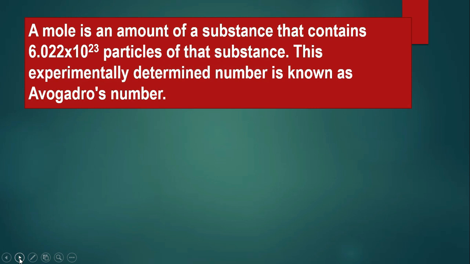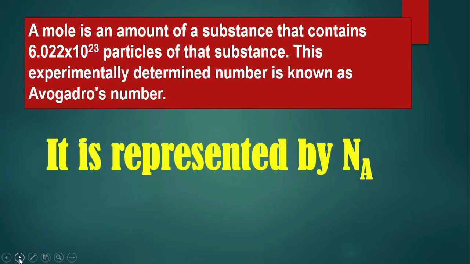Basically, a mole is an amount of substance that contains 6.022 × 10^23 particles of that substance. This experimentally determined number is known as Avogadro's number, and it is represented by the symbol NA. N means number and A means Avogadro, so that's why it is known as Avogadro's number.